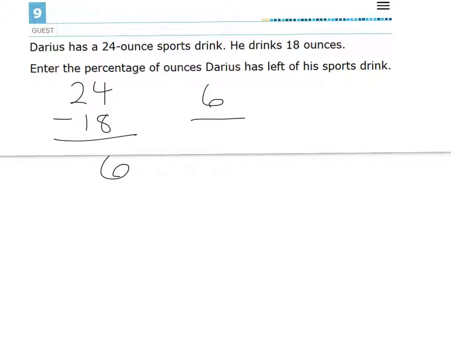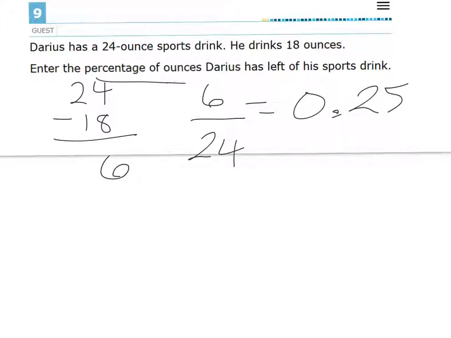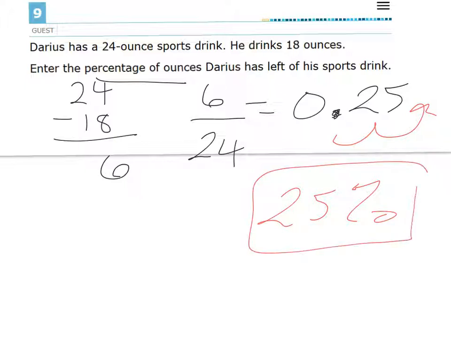We take the 6 ounces, we divide it by the original amount, which is 24, and it gives us 0.25. And that's a decimal, and they're asking us for a percentage. So what we do is take that decimal point and move it 2 places, 1, 2, over to the right, and that leaves us with 25%. So the question is asking how much of the percentage of sports drink does he have left? He has 25% left.